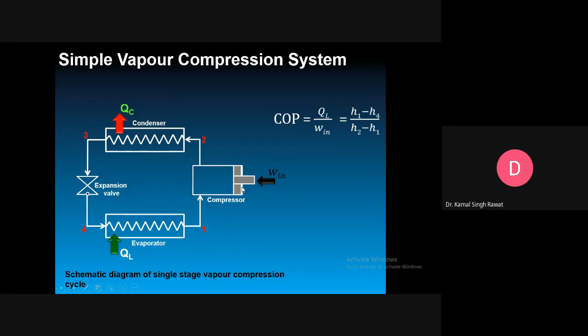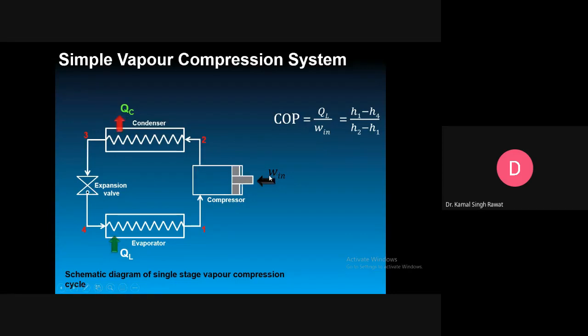In the compressor, we provide some work, and the condenser rejects heat QH to the environment. The expansion valve reduces the pressure from the condenser pressure to the evaporator pressure, and in the evaporator it absorbs heat from the low temperature, QL or Q naught, due to which the liquid refrigerant evaporates. At point one we have saturated vapor, which enters the compressor. The COP is defined as desired effect upon work required. What is the desired effect? This is QL or Q naught, and we supply the work W in or WC.